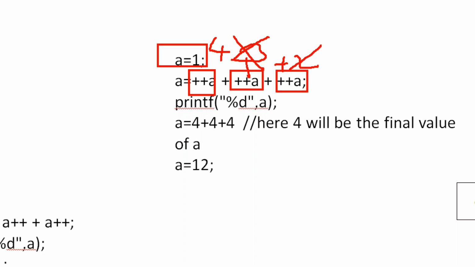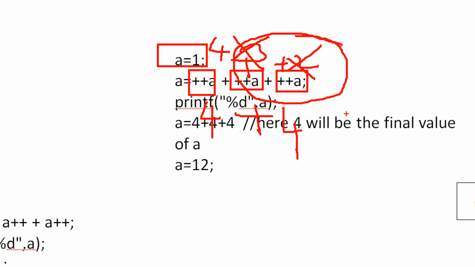So don't consider these two here. What is the final value of a, sir? 4, and that should be substituted here. So now 4 plus 4 plus 4, what is the answer? 12 is the answer. This is the difference here.